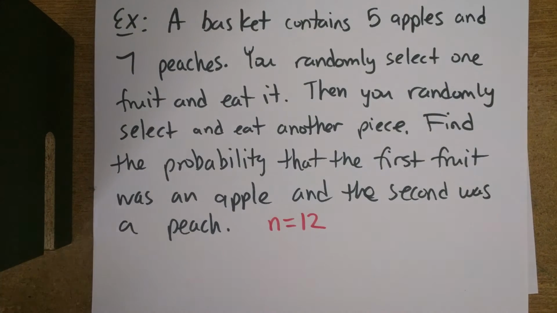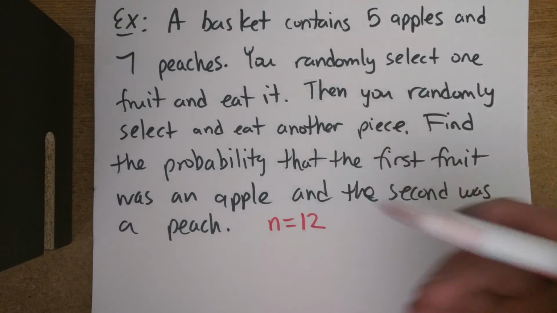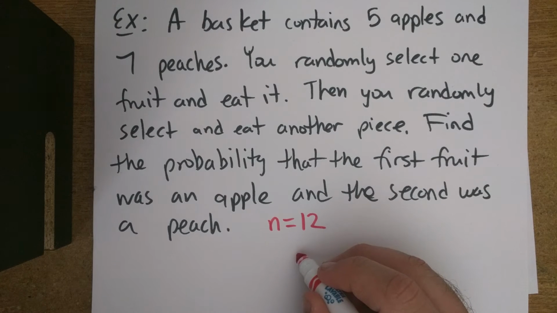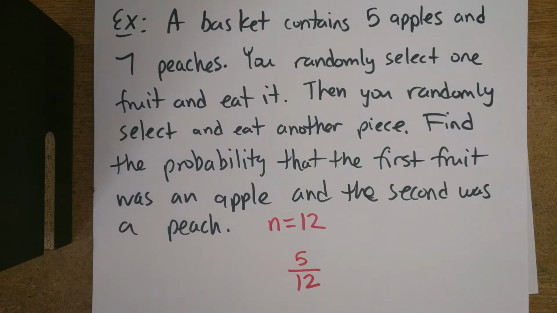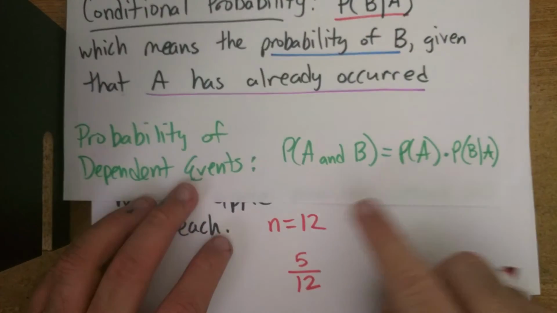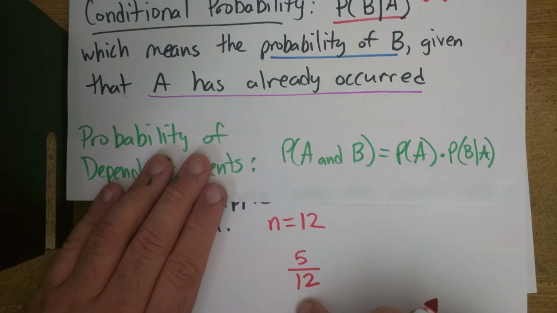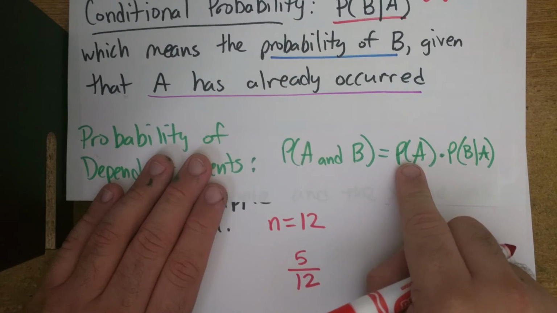Now you randomly select one and eat it. And let's just go by the problem. It says find the probability that the first fruit was an apple. How many apples are there? There's 5. So our first probability is 5 over 12. And that correlates, I'm just going to put this here real quick, this is the last paper that we just looked at. This 5/12 correlates to this probability, because that's the first thing you were trying to find.